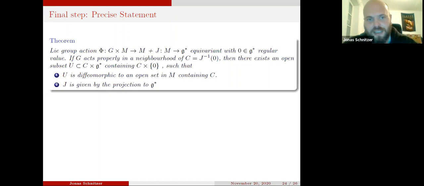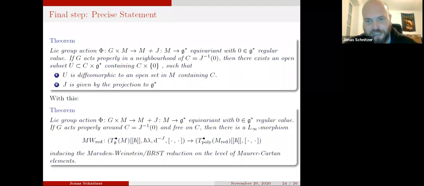Okay, and the final theorem, which is now basically applicable, which just puts together all the structures we've seen before: we have a Lie group action and an equivariant moment map. If G acts properly around the manifold, we want to be in the situation of the above theorem. And if it's free on C, remember that we assumed, in order to get this morphism, that C is a principal bundle, so it needs to be free and proper. Proper it is already, because around C it is proper, and free we need to add. And what we get is the desired L-infinity morphism. What I didn't explain is that you can show that this morphism really induces the Marsden-Weinstein or BRST reduction on the level of Maurer-Cartan elements.